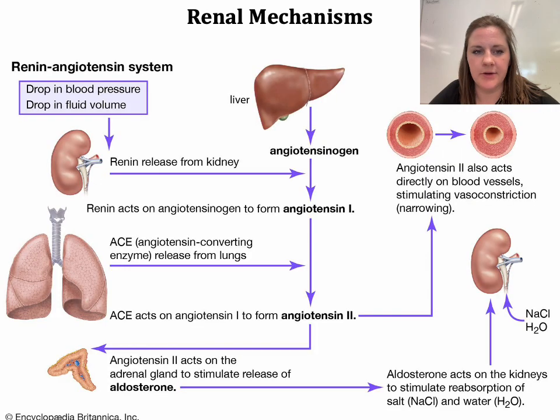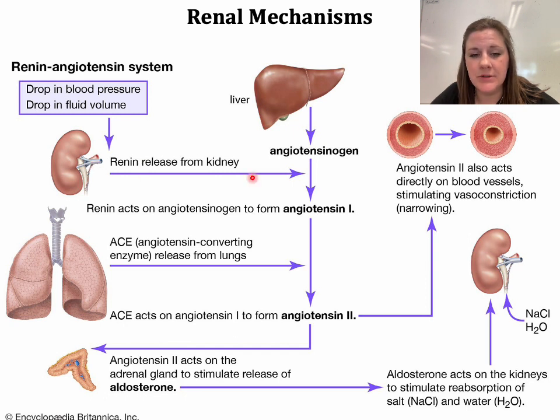So here we're taking a look at the renin-angiotensin system. Very important for when there's any drop in blood pressure, drop in fluid volume. And as you should see here, it involves several organs, and it's a very complex thing that takes place. All starts with the kidneys. The kidneys can sense when there's a drop in blood pressure and a drop in blood volume, and that causes a release of renin from the kidneys.